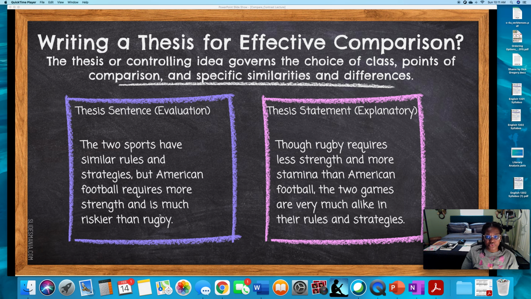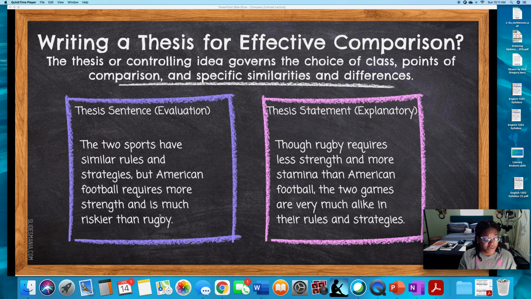What I want you to do now is take your points of comparison from the last little brainstorm that I asked you to do, and write a thesis statement based off of those points of comparison that you chose. I want you to write both types of thesis statements.